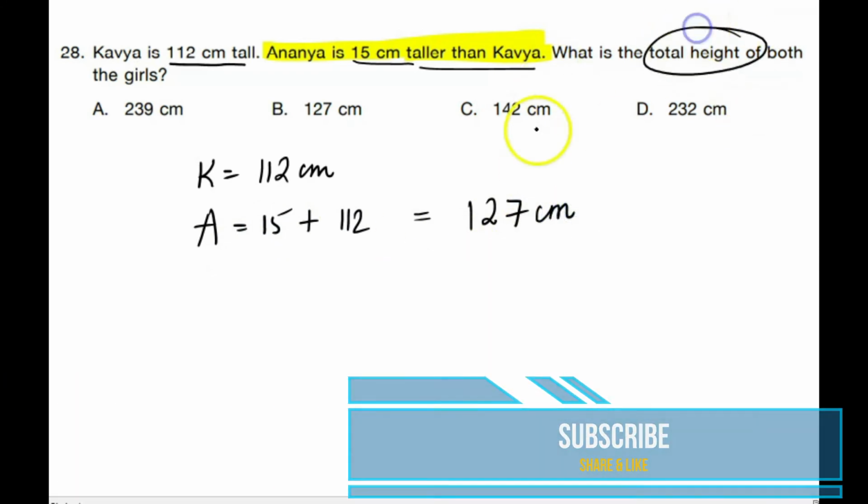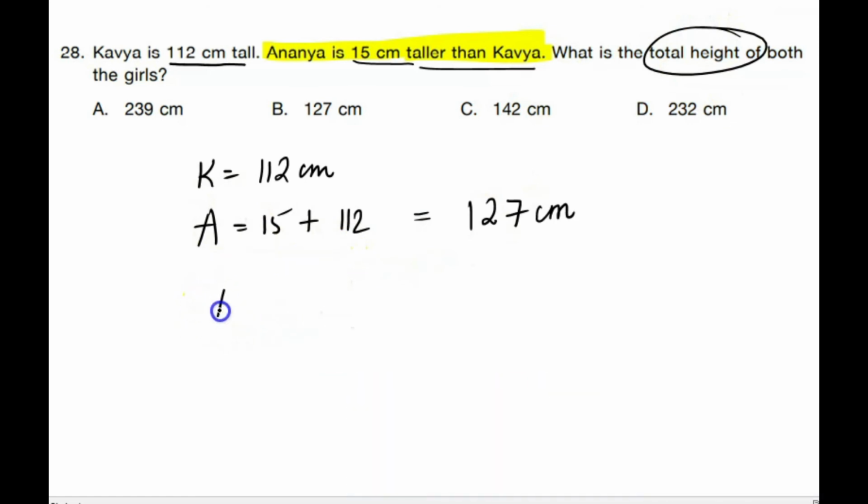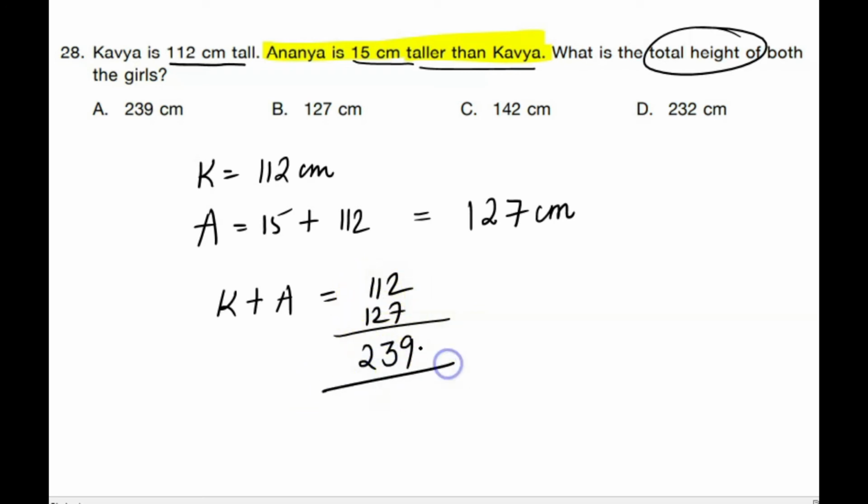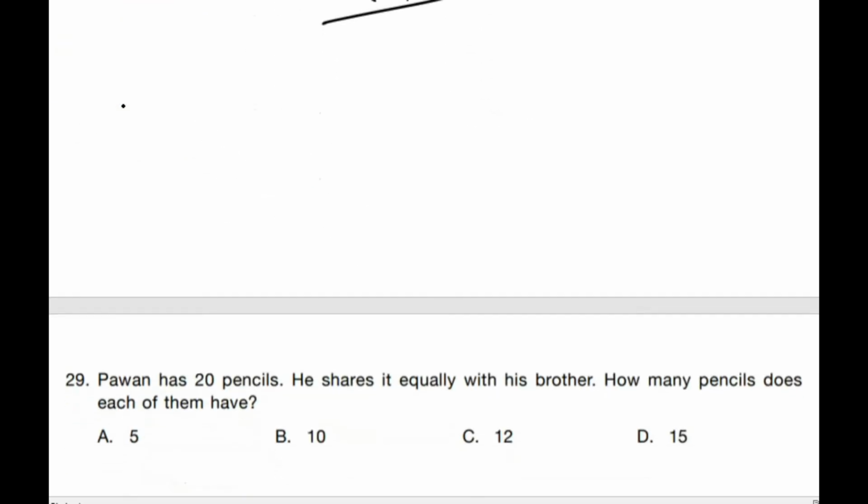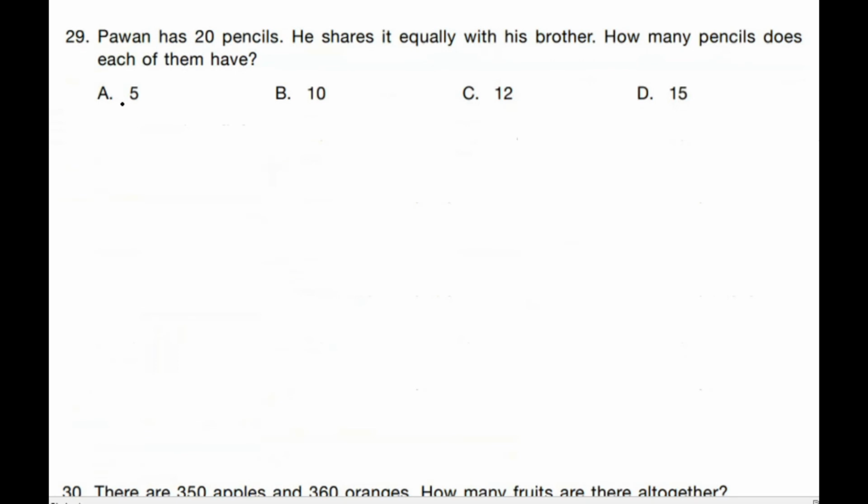What's the total height? Total means we will be adding height of Anya plus Kavya, which is 112 plus 127. 7 plus 2 is 9. 2 plus 1 is 3. 1 plus 1 is 2. 239. That means option A is correct. Next question. Question number 29.